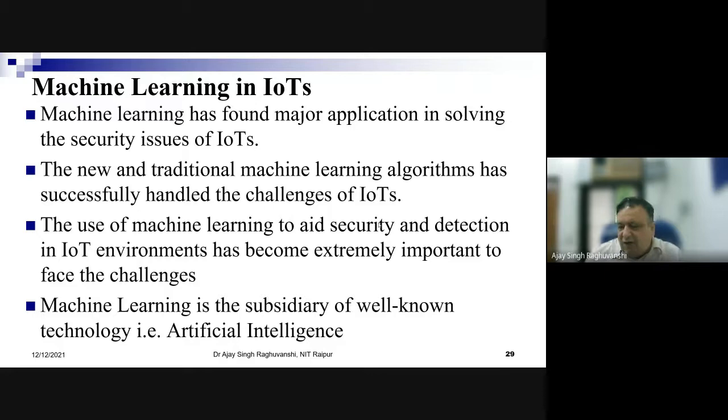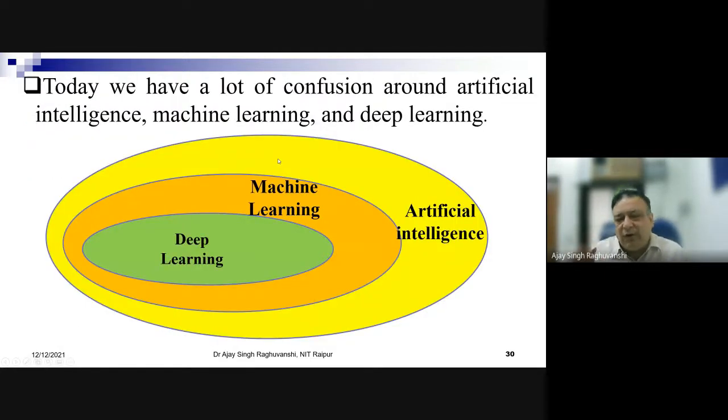Now, I wanted to give this one slide because I've seen people have a lot of confusion with deep learning, machine learning, and artificial intelligence. So I just want to clear up this confusion: when we talk about machine learning, what are we talking about, when we talk about deep learning, and when we talk about artificial intelligence.